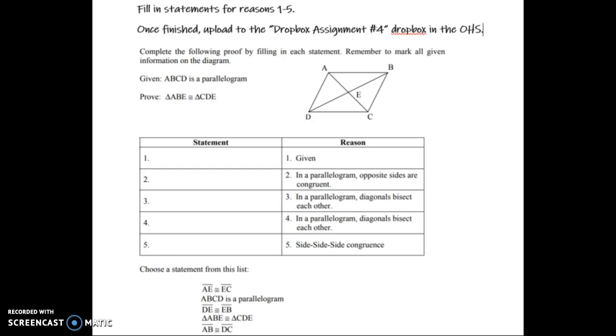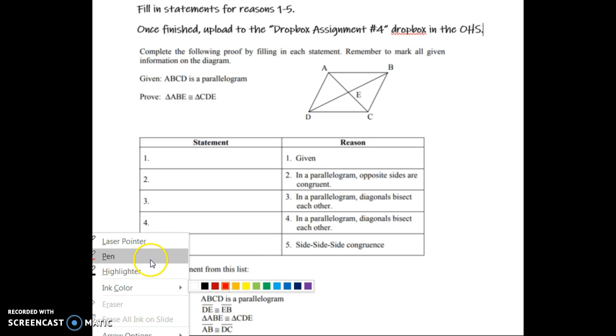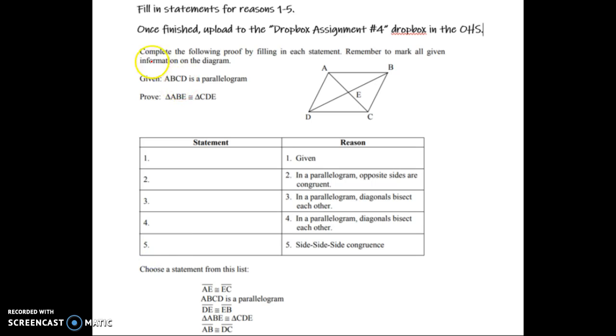It's a proof again, but this one asks that you actually fill in the statements. So they give you the reasons and you need to fill in the statements. It coincides with what we've been talking about. It says, given that ABCD is a parallelogram, we want to prove that triangle ABE, the top triangle you see here, is congruent to triangle CDE.